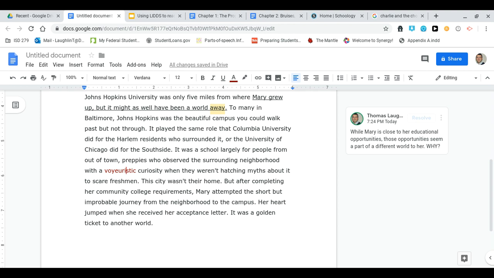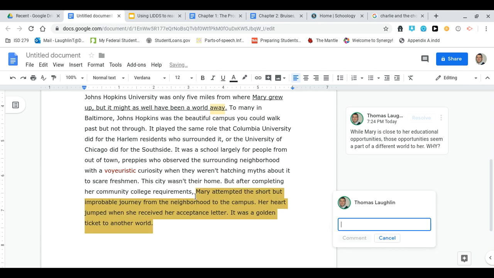But after completing her community college requirements, Mary attempted the short but improbable journey from the neighborhood to the campus. Her heart jumped when she received her acceptance letter. It was a golden ticket to another world. Okay, so here we find out two things. One, Mary gets accepted to the school. That's a big deal. Okay, it's a prestigious school. From someone like Mary, I'm sure that she felt ecstatic.